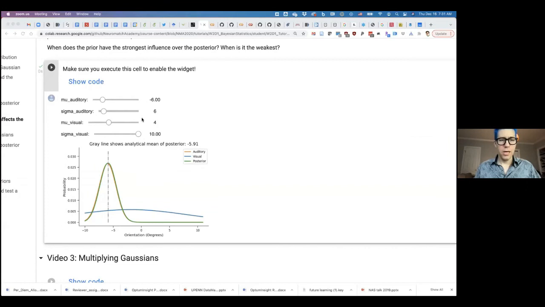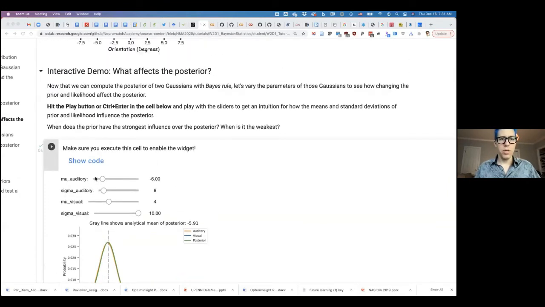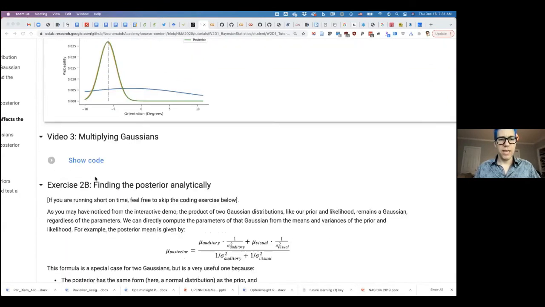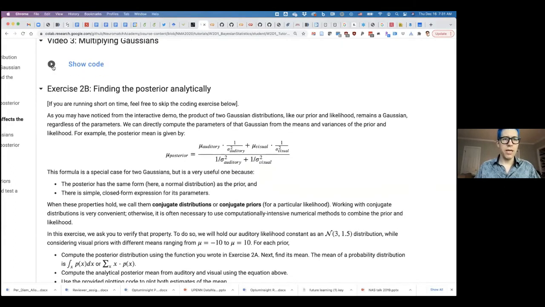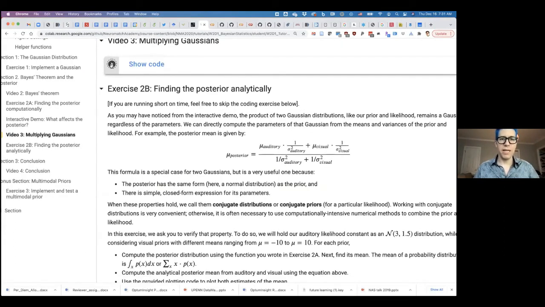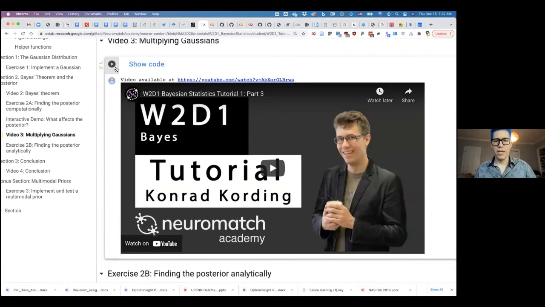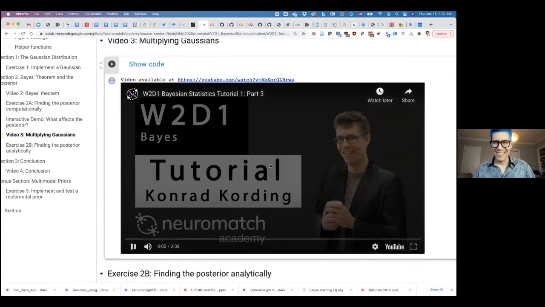But what we now want to do is, let me share my screen here. Share screen. Okay, so what we want to do next is we want to look at the video that is about multiplying Gaussians analytically. And then we get to do some math, which is great fun too. So everyone go back to the tutorial now.